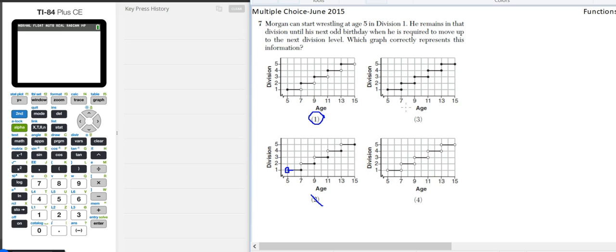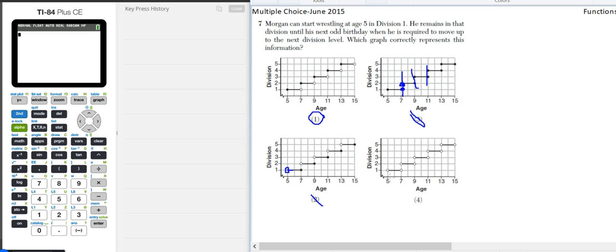Choice 3. We know from the question that he could start wrestling at age 5 in Division 1, so that's correct. At age 5, he starts wrestling in Division 1. Then by his next odd birthday, he gets to move up. But on this graph, it shows that at age 7, he's wrestling in Division 1 and Division 2. So first of all, this is not a function, because it does not pass the vertical line test. When we draw a straight line down, we pass through the graph over here and over here. And also, he can't be wrestling in 2 divisions when he's 7, or when he's 9, or when he's 11. So choice 3 is not the correct answer.